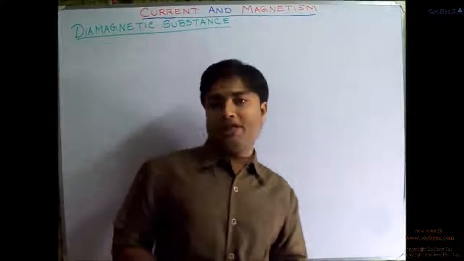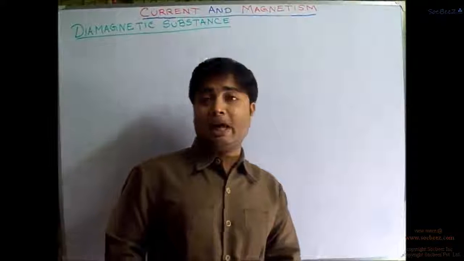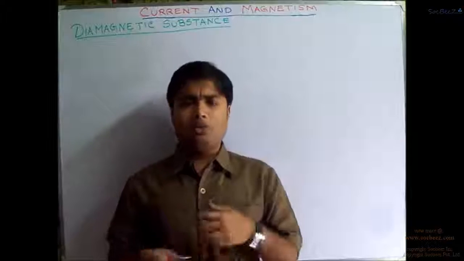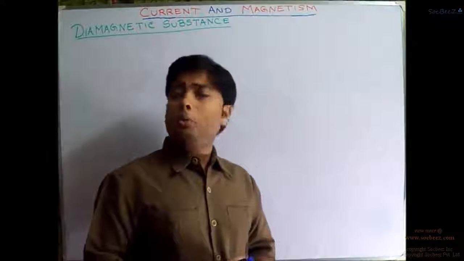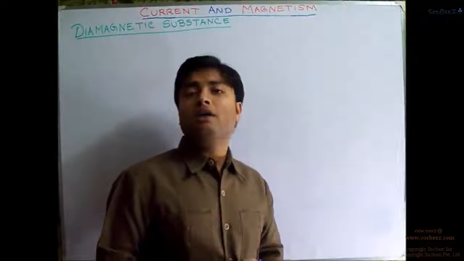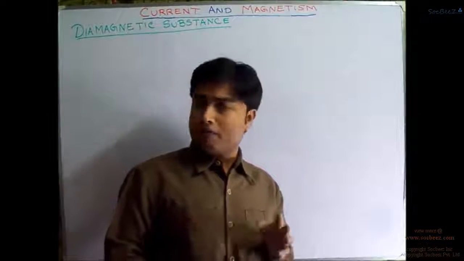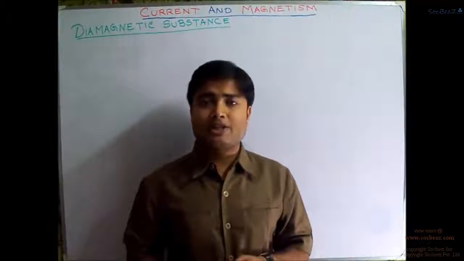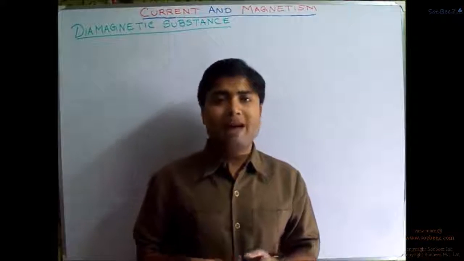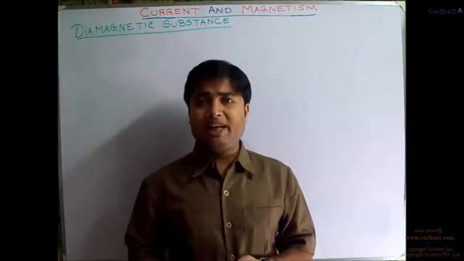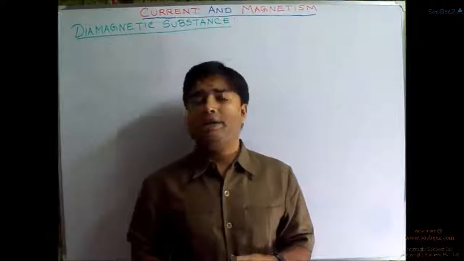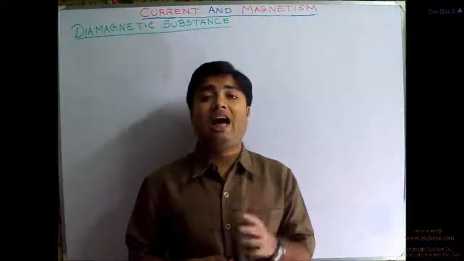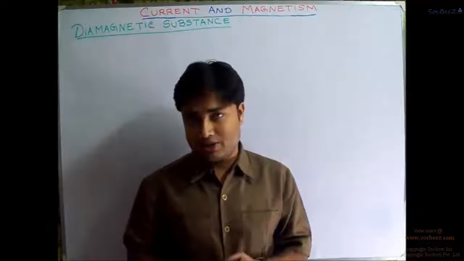Hello and welcome to the physics lecture, wherein we shall be discussing the types of substances. Basically, when we are going into the concepts of magnetism, we should look into the fact that there are three types of substances. First of all, the diamagnetic substances, secondly the paramagnetic substances, and third the ferromagnetic substances. Now we shall be taking a look, one by one, at the properties and the behaviors of each and every type of these substances.